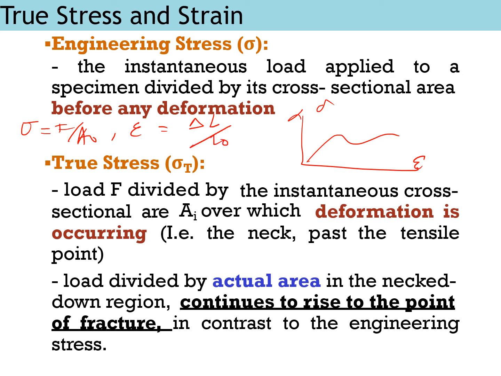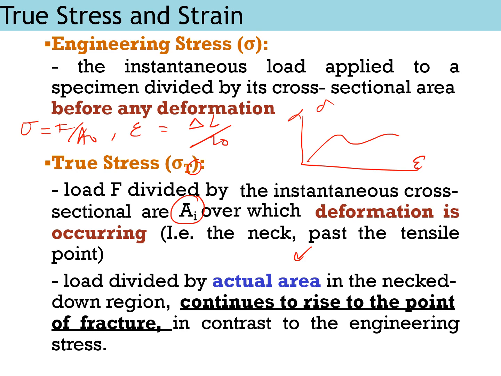Okay, so the true stress here, denoted by sigma T, is the load divided by the instantaneous cross-sectional area A_i, which is a continuous deformation occurring, i.e. the neck, past the tensile point. So the load is actually divided by the actual area in the neck-down region, continuing until the point of fracture, in contrast with the engineering stress.